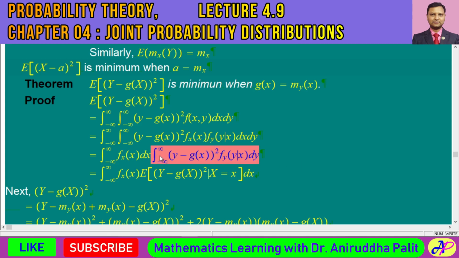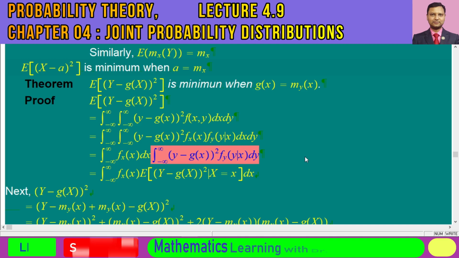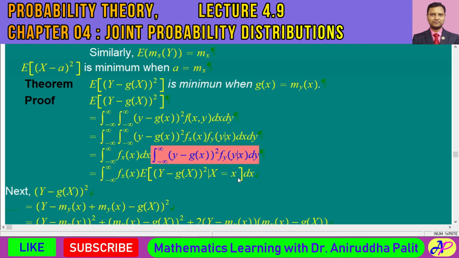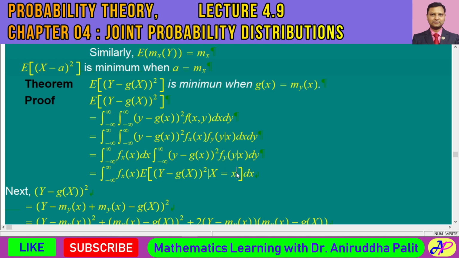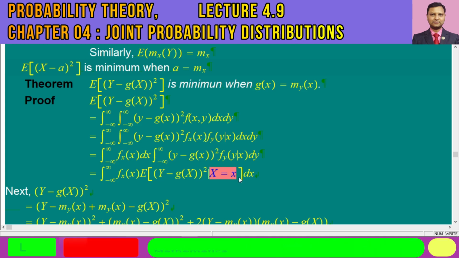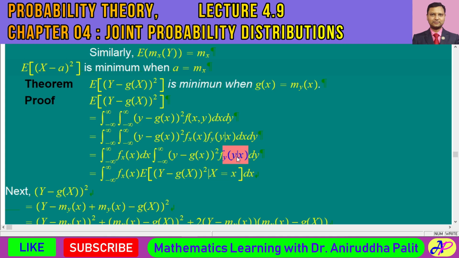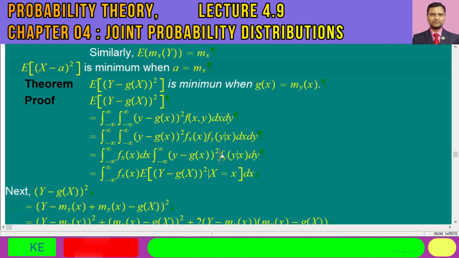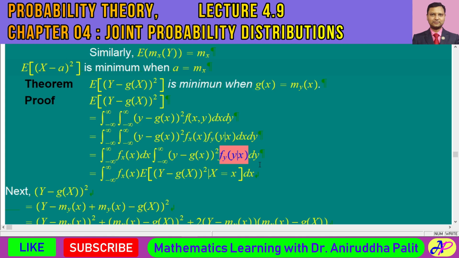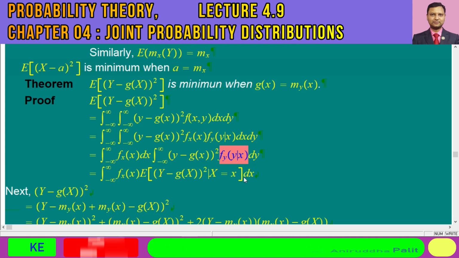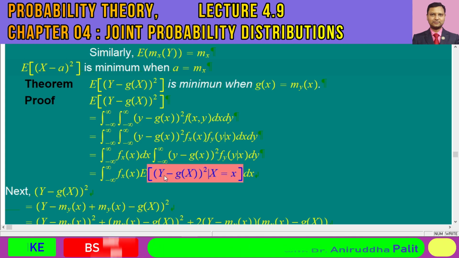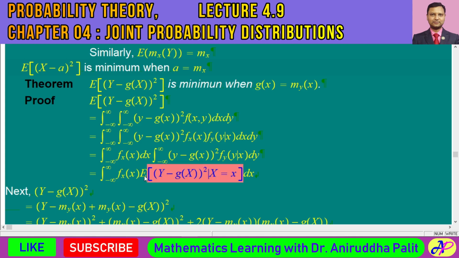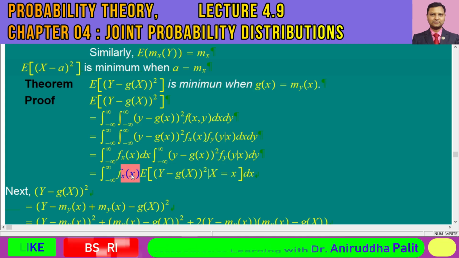Now you see this expression. This expression is actually the expectation of (y minus g(x)) whole square given X is equal to small x. Why do we obtain this type of expectation? Because over here we are actually considering this conditional density function of y given X is equal to small x. That's why we are writing X is equal to small x over here. So we shall get this type of expectation, and that would be multiplied by the marginal density function of x.